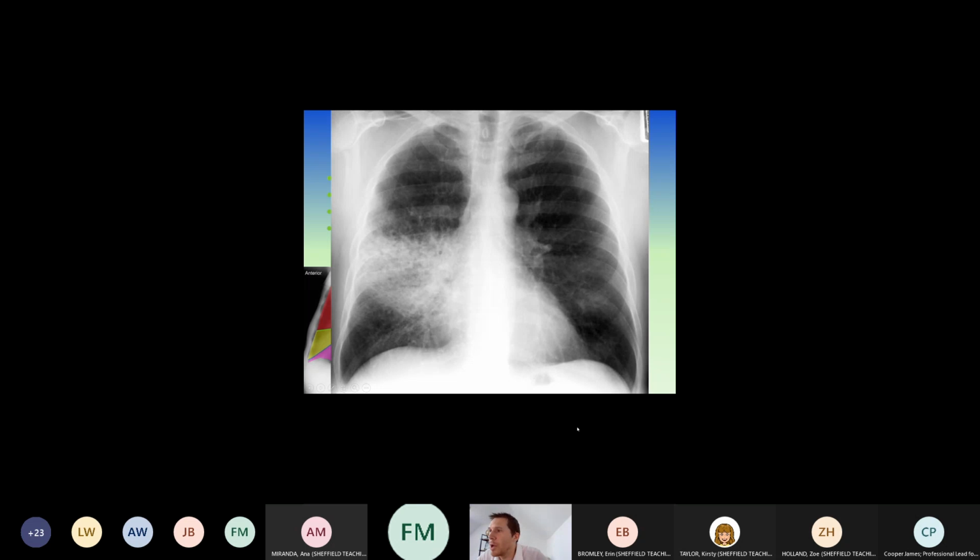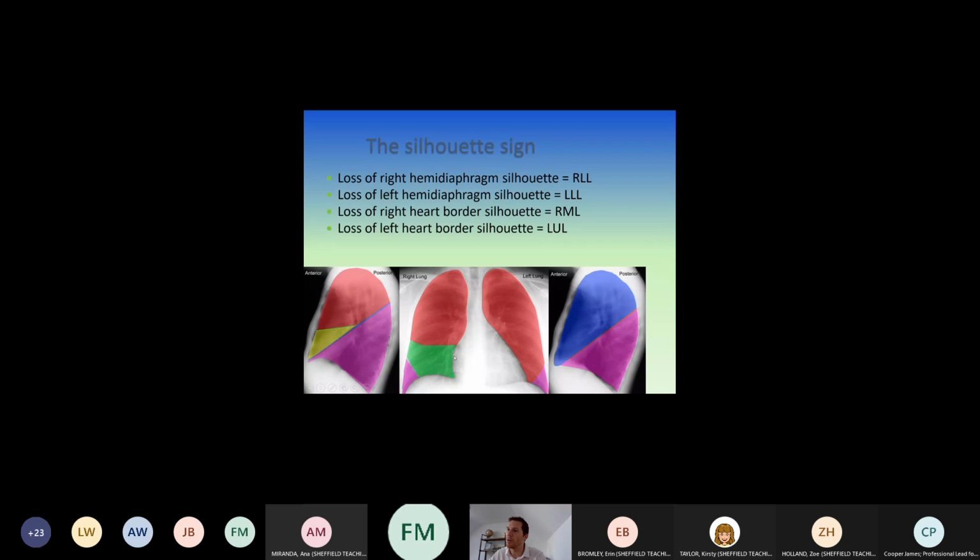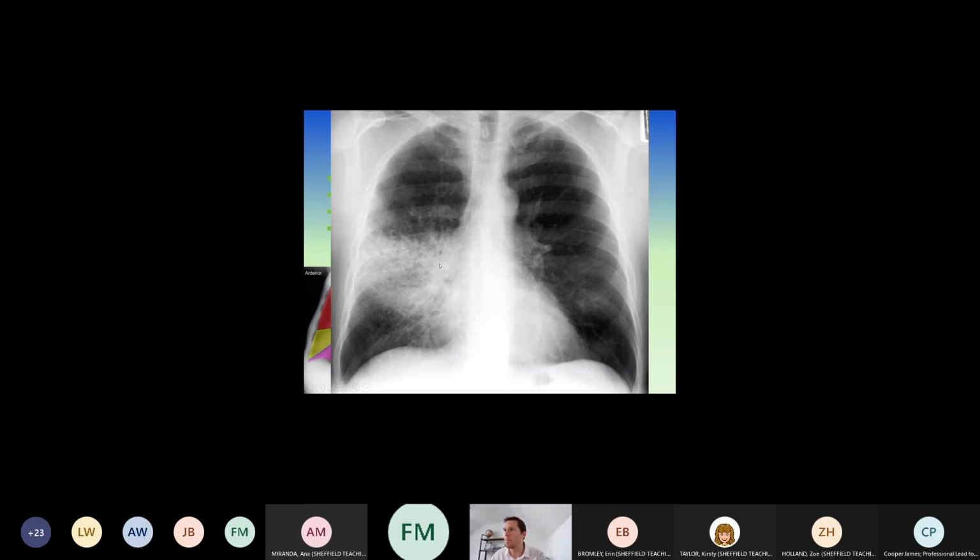So we've got two hemidiaphragms and two heart borders. Can anyone tell me which heart border or hemidiaphragm interface we've lost there? The right heart border. Perfect. So that pathology, which we'll come on to in a few minutes, is consolidation, and we can say that it is within the middle lobe, because only the middle lobe comes into contact with the right heart border. So we've got right middle lobe consolidation in this case.